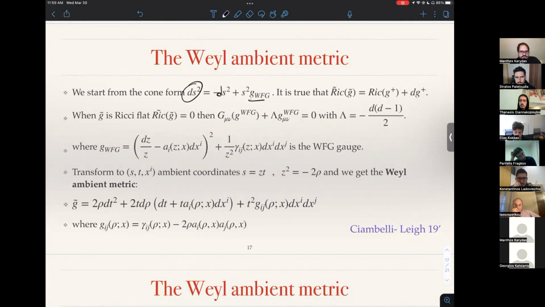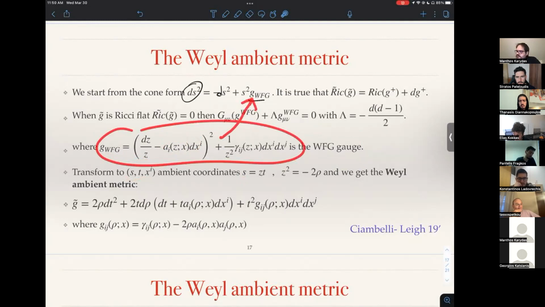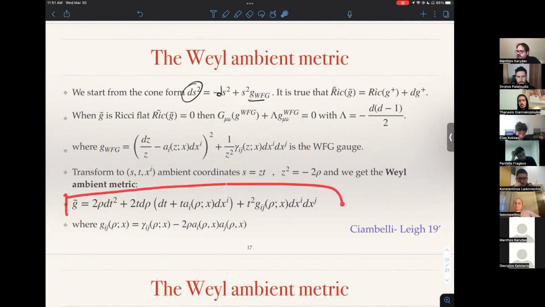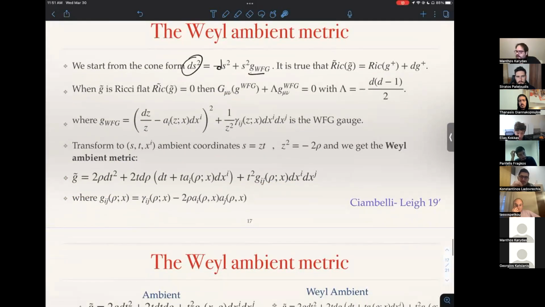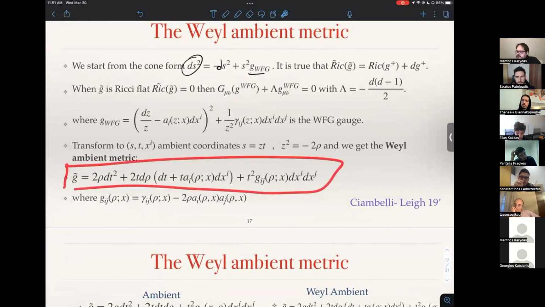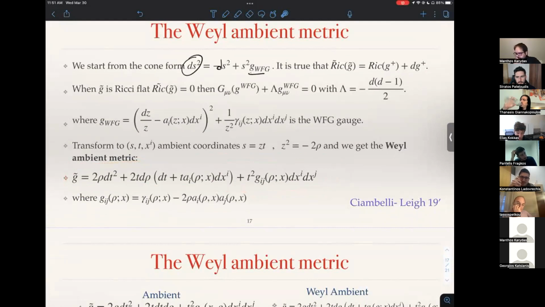Okay, so we took that metric, we plugged it in here, and then we did the coordinate transformation like this, and we got what we call the Weyl ambient metric, which has this form. So it's heavily based on their ansatz, okay? So we call this the Weyl ambient metric. And you can see the only difference is that this mode appears, which is the Weyl mode, which will have the interpretation of the Weyl connection.